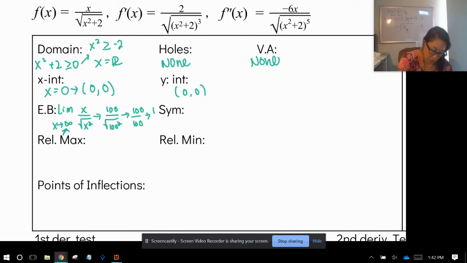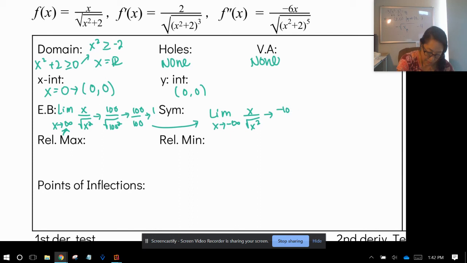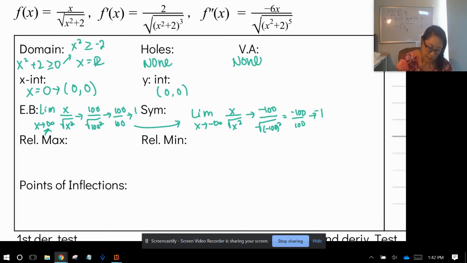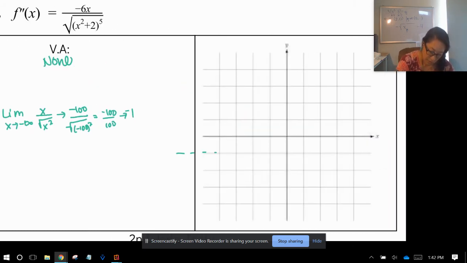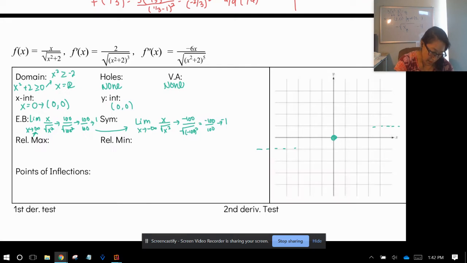Okay, so we're going to do the left side, the limit as x goes to negative infinity of x over the square root of x squared. I'm going to use an example again, negative 100. So I do negative 100 over the square root of negative 100 squared, which gives me negative 100 over 100, which goes to negative 1. So on the left-hand side, we're going to go to negative 1, and on the right-hand side, we're going to approach positive 1. We have a y-intercept and an x-intercept of (0, 0), and our domain is all real numbers. And that's all I have so far.